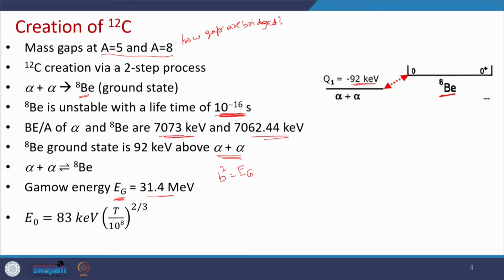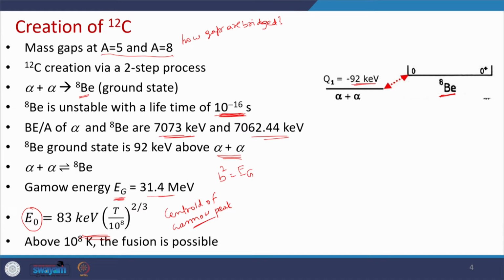Please remember the value. And by substituting this gamma energy into the formula for the centroid of the gamma peak, this formula you can get easily in terms of temperature, say T8. Now, what is the meaning of this centroid of the gamma peak? It means if the temperature is above 10 to the power of 8 kelvins, then there is a possibility that fusion can happen.